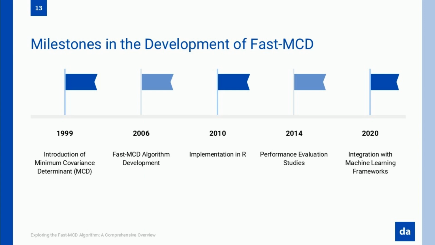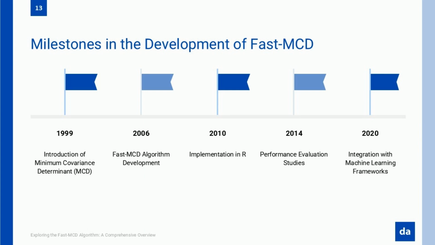Then came 2006, when researchers optimized the process, leading to the development of FastMCD, a much more efficient version that could handle larger datasets in a fraction of the time. By 2010, FastMCD had been implemented in major statistical software like R, making it widely accessible to researchers and data scientists. Fast forward to 2014, and studies started focusing on performance evaluations, testing FastMCD in different real-world scenarios. These studies proved that it could handle up to 50% contamination and still accurately estimate the true structure of a dataset. That's a serious breakthrough.